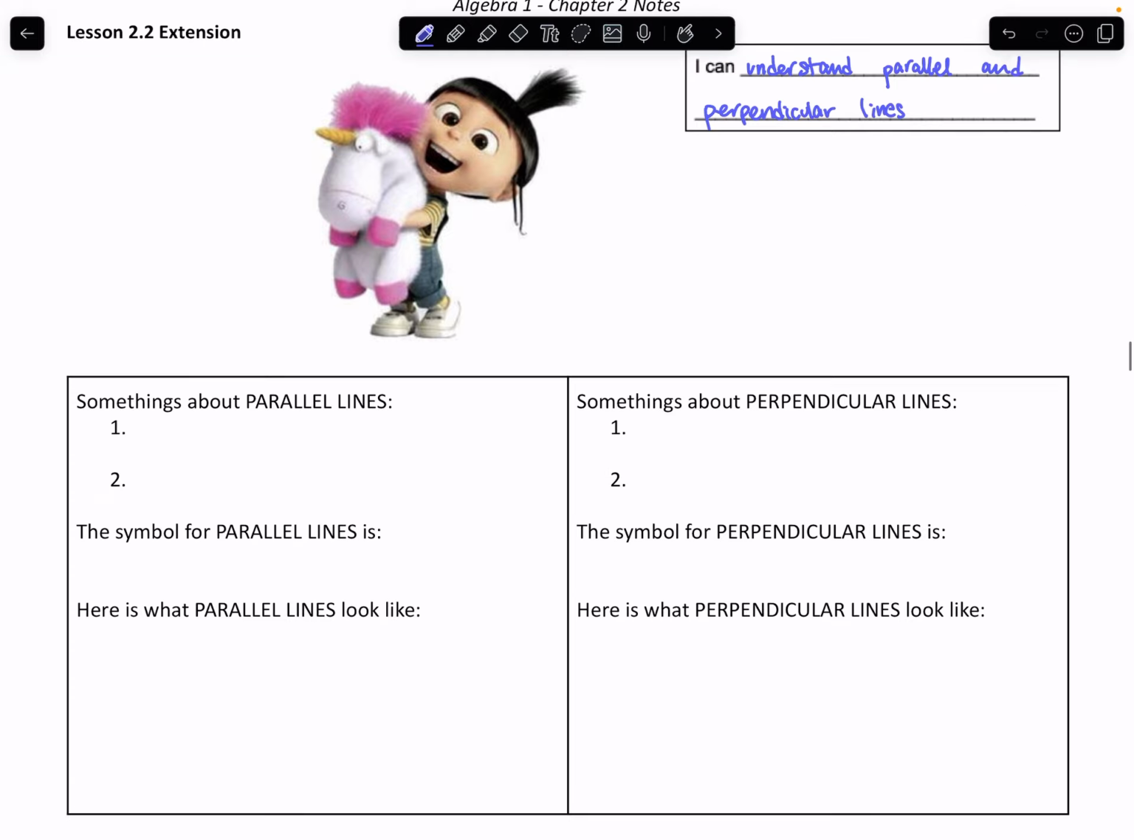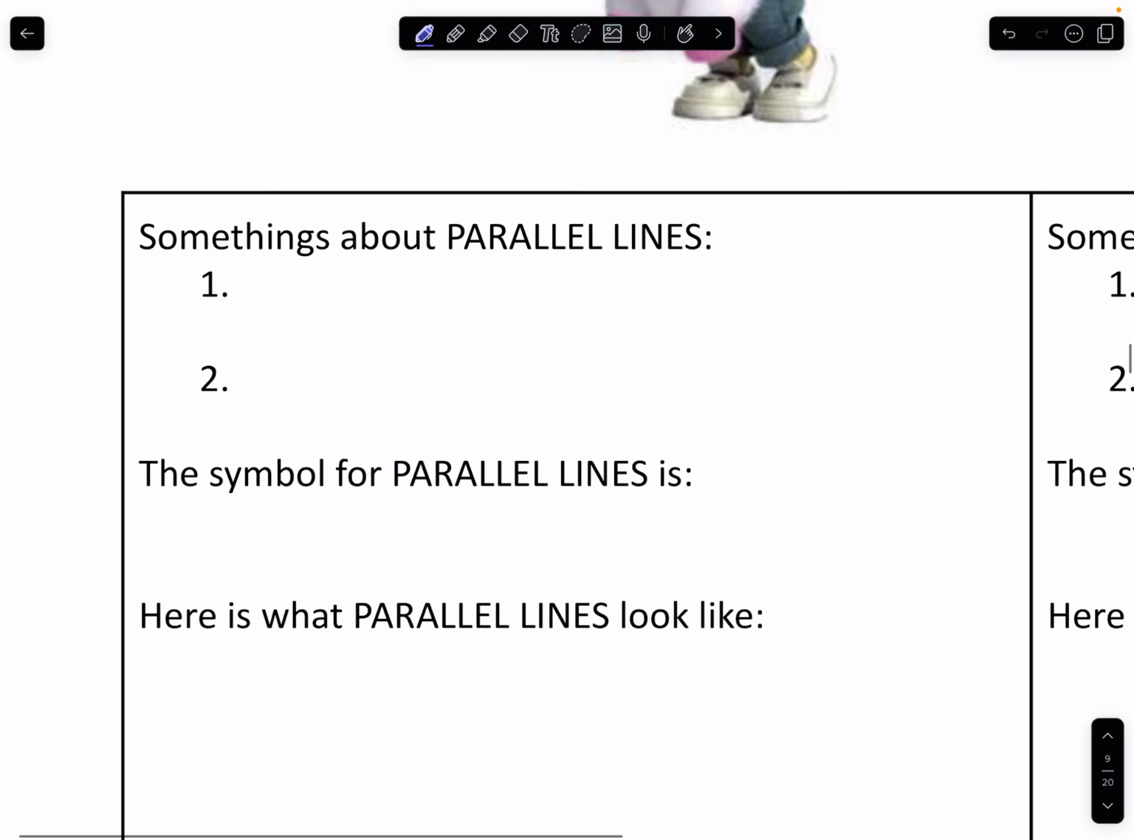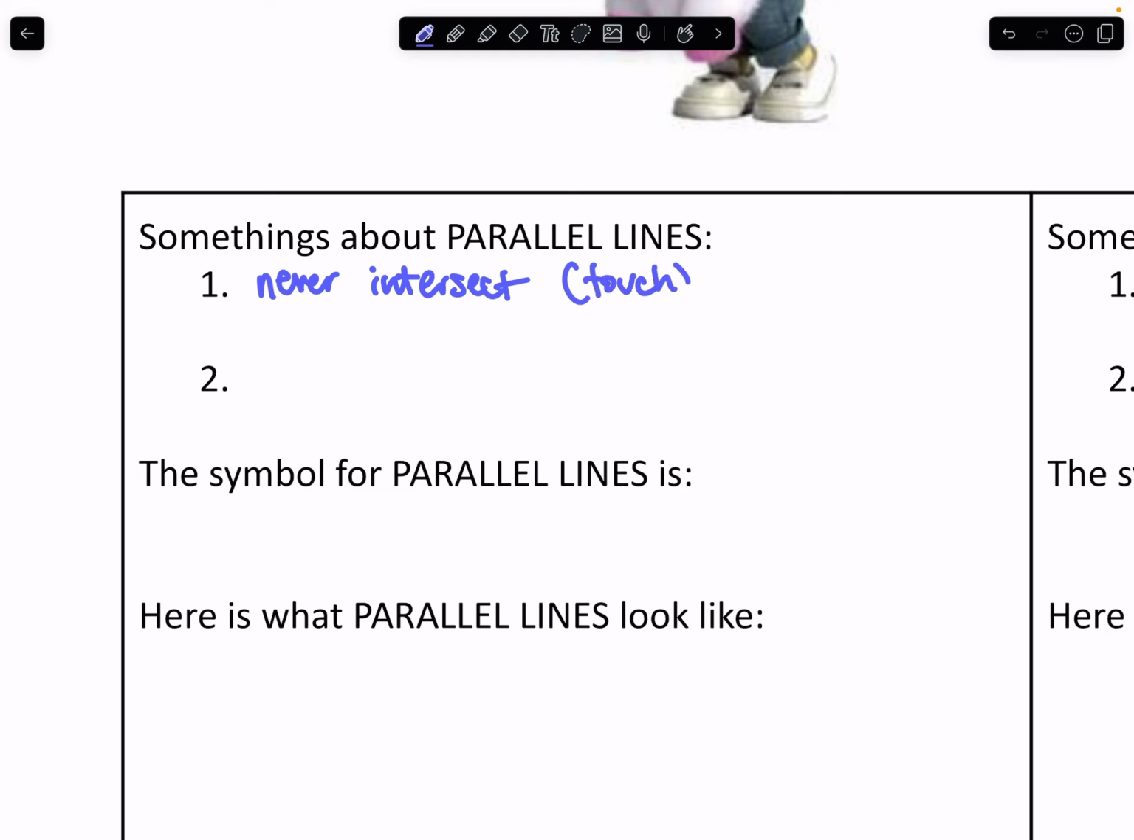So let's talk about parallel lines first. Some things about parallel lines are, one, they never intersect. Intersect means they never touch. So they will go on in the same direction forever and ever. These are the more practical things about parallel lines. However, when we talk about slope, we could say that parallel lines are going to have the same slope.